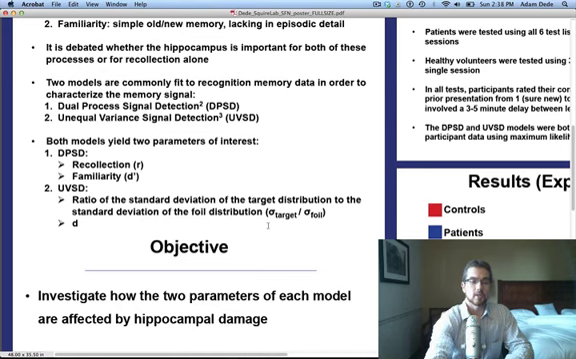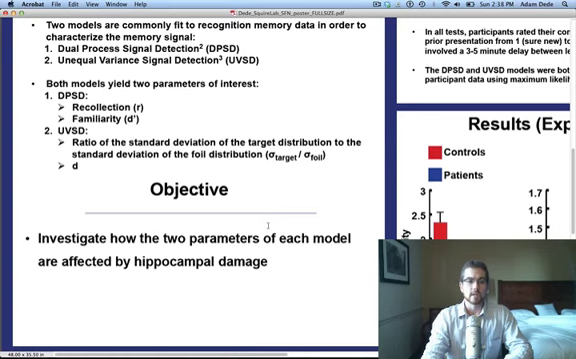What's really important is just to keep in mind that both models produce two parameters of interest. So we're going to try and investigate how the two parameters of each model are affected by hippocampal damage.